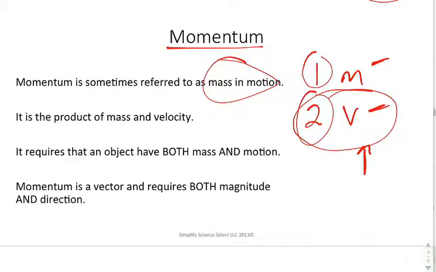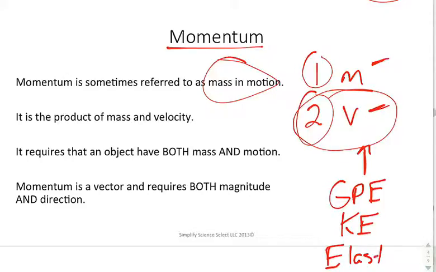And I'll leave that for you to figure out, but it's either gravitational potential energy, kinetic energy, or elastic energy. There are situations in which it can have all three, but no matter what, if an object has momentum, it should have one of those. Now, momentum is defined as the product of the mass and velocity.